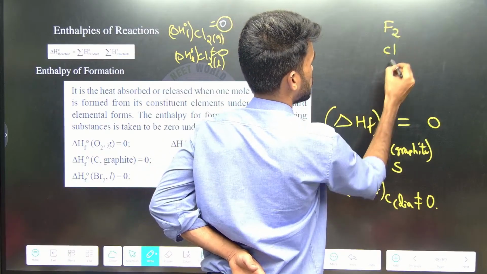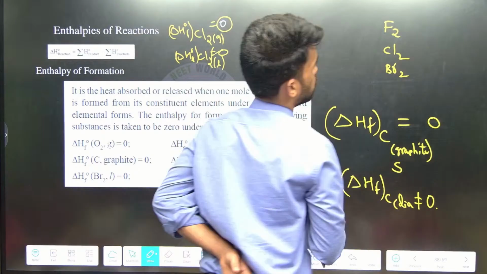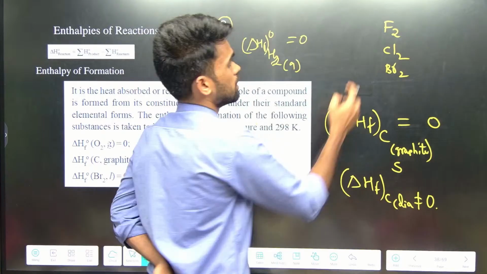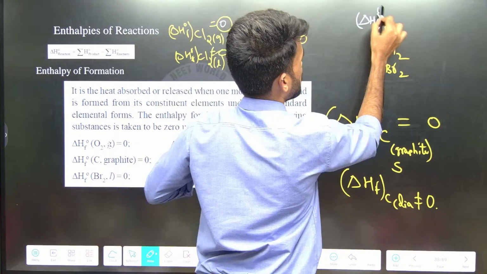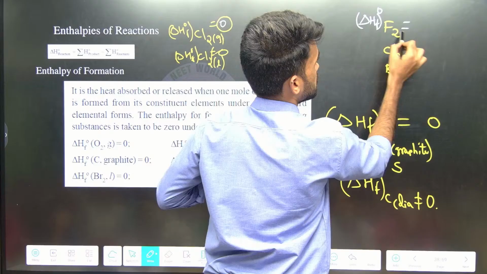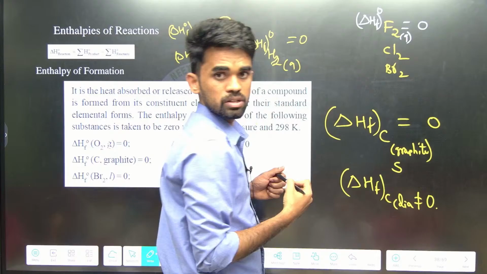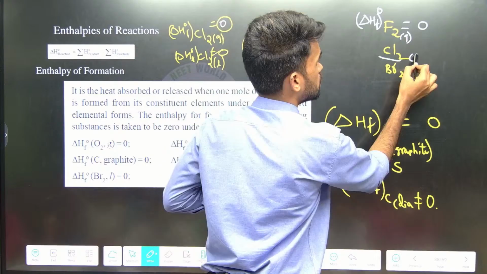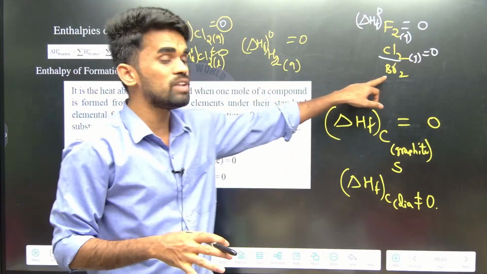Fluorine, chlorine, bromine, like this I am taking. See, at these standard conditions, F2 will be in the gaseous state. Okay, its enthalpy of formation will also be 0. And chlorine is also in the gaseous state. This will also be 0. But at these conditions, like at room temperature, bromine will be in the liquid state.